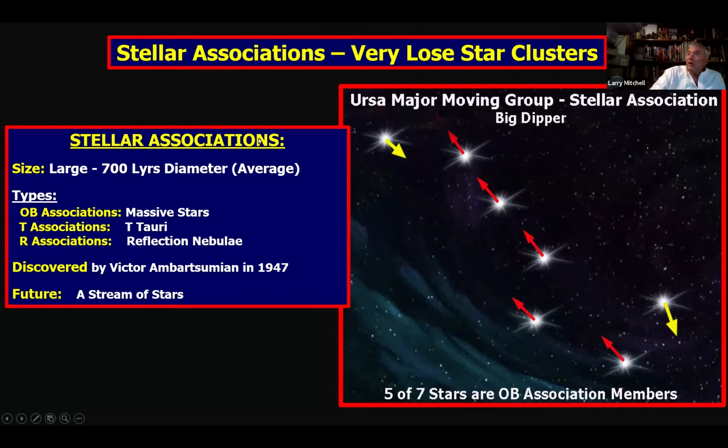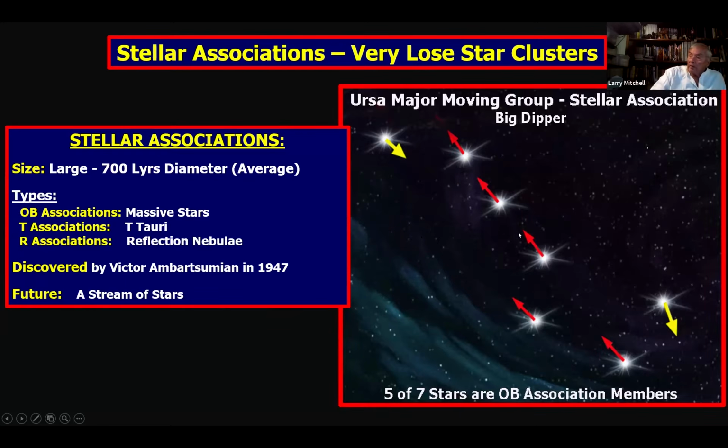There are three types of stellar associations: OB associations formed of massive stars, T Tauri associations formed of stars that have yet to form, and then there's R associations, which are reflection nebula, and of the three, these are the most commonly seen. These were discovered by Victor Ambartsumian way back in 1947. And so they've been around for a while, but only recently accepted.